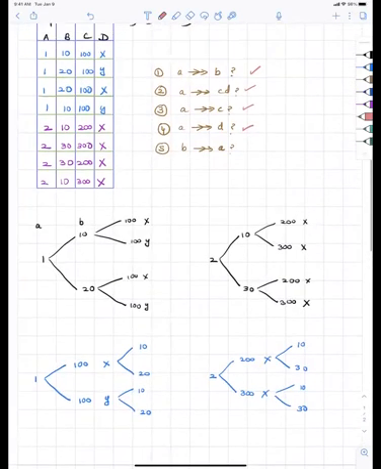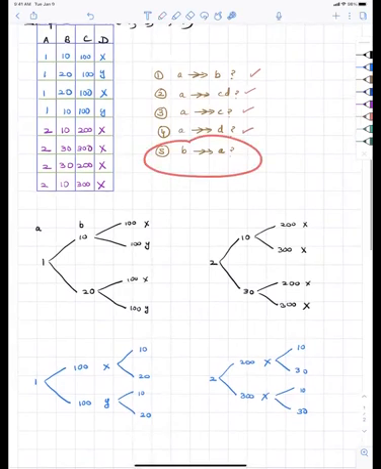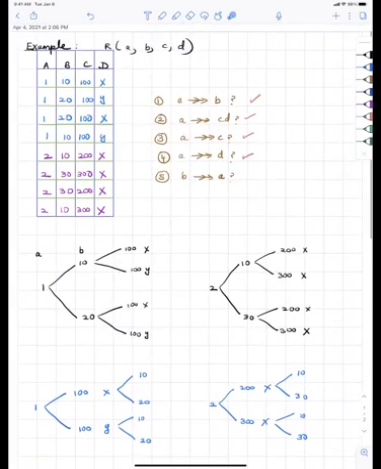So the next one is, does B multi-value determine A? For B, we have the values of 10, 20, and 30. Okay, so we have these values. So let's look out here. We have 10, 20, and 30. So for 30, we can just look out here. Does B multi-value determine A? So we have 30 goes to 2.